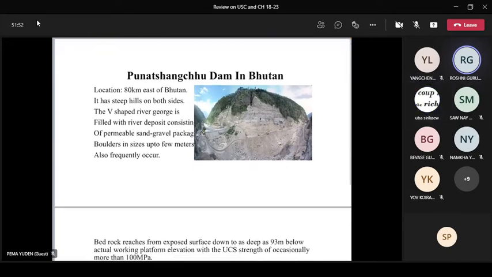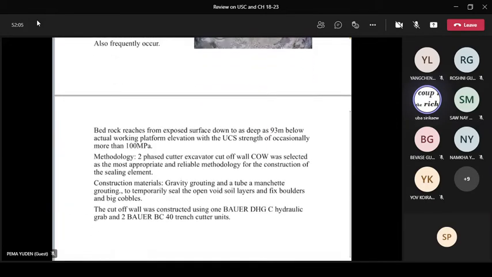Thank you. Let's see the abbreviations. Scroll down, please. So cut-off wall, we use COW. UCS, unconfined compressive strength. Okay, can you point to UCS strength, please?